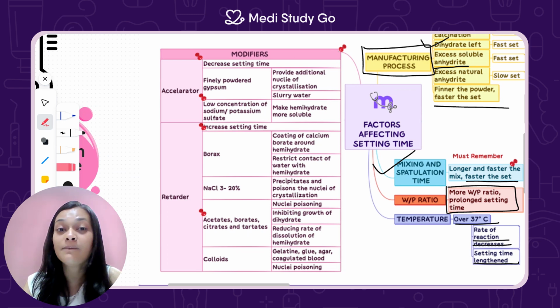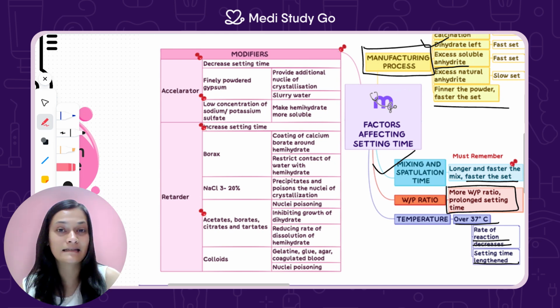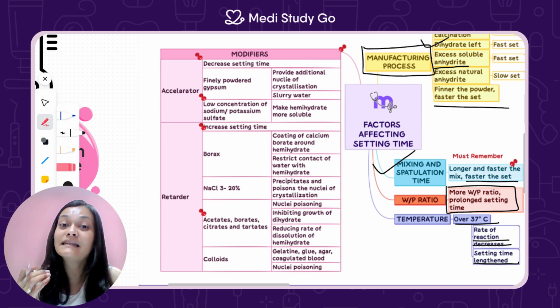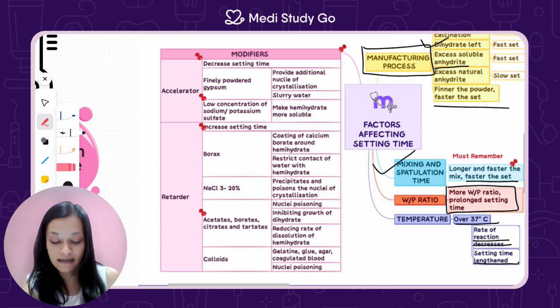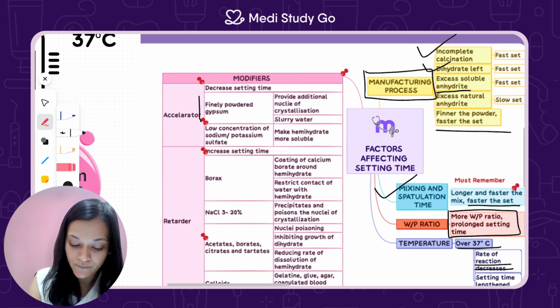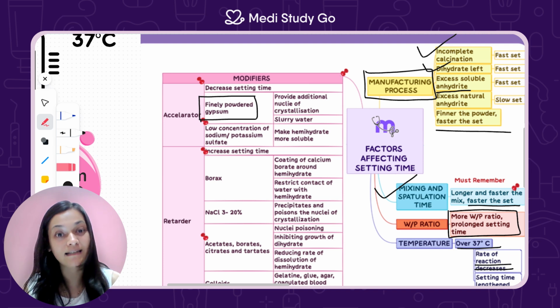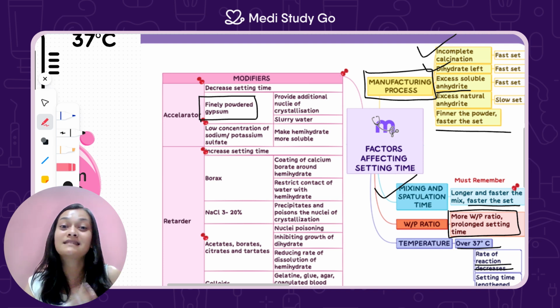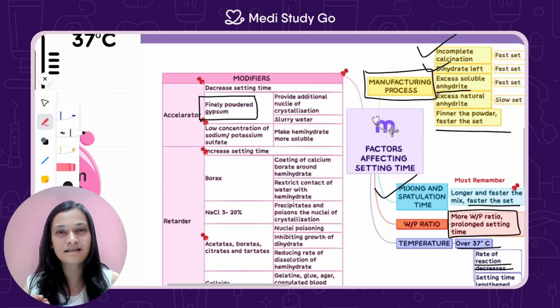And these are very important when you are actually attempting your NEET or your Viva. So what does the accelerator do? It actually decreases the setting time. It fastens the reaction. It accelerates, right? They are accelerators. What is going to happen? You can use finely powdered gypsum. We just saw it can be a manufacturing error, or at the same time, you could also use a finely powdered thing. Now this usually the consistency is powdered.